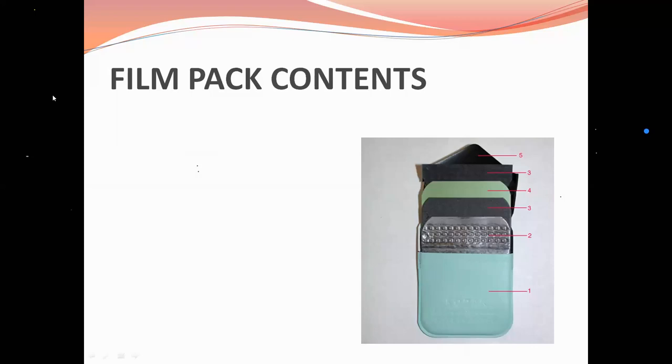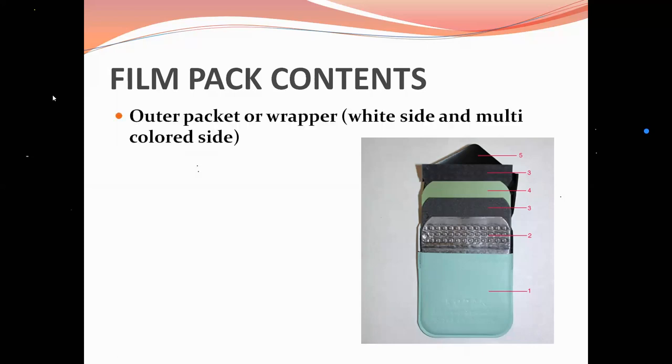Okay. So all this talk about film, let's talk about what is actually inside the film. This is how a typical x-ray film looks if you open it. You can see that it is put in an outer packet, which is your number one. It may be green like this, or completely white, or multicolored. This is the outer packet of the X-ray.